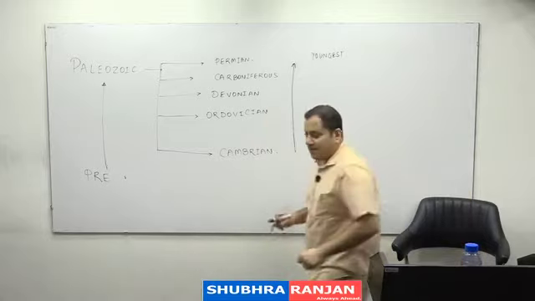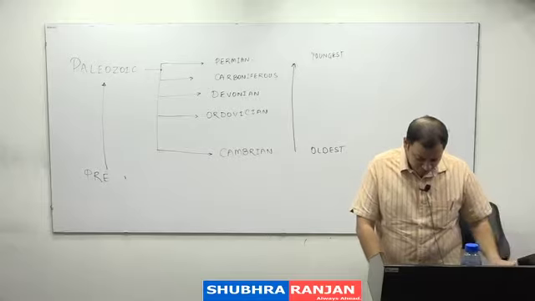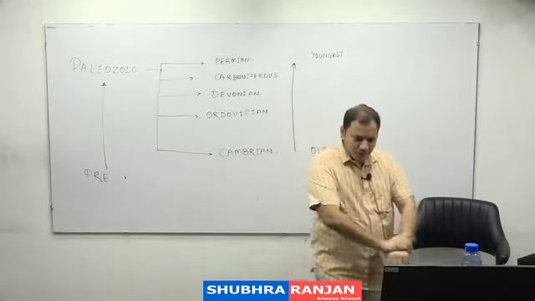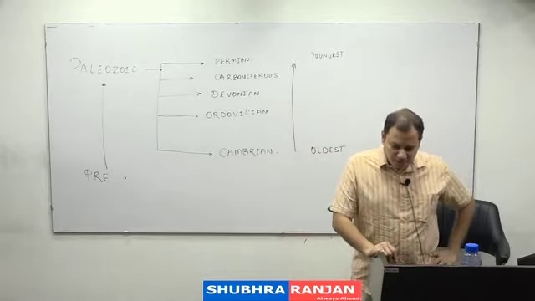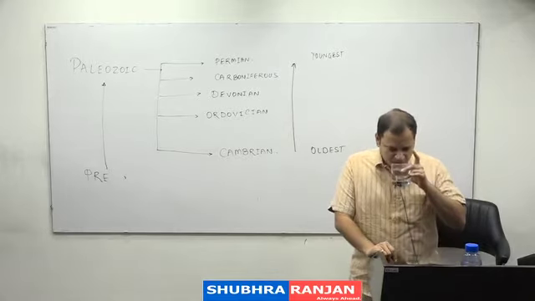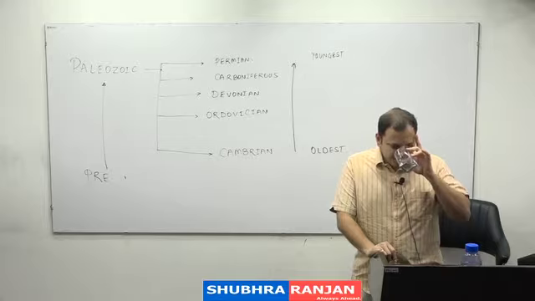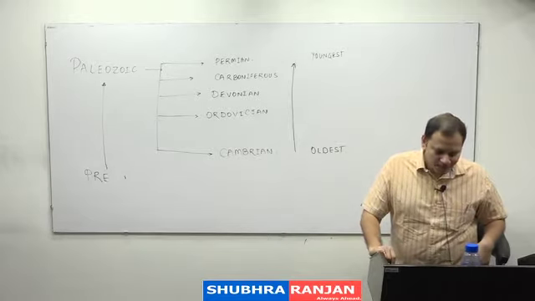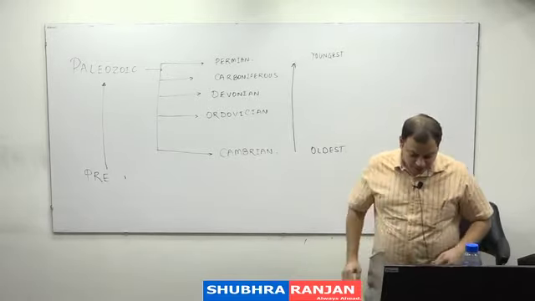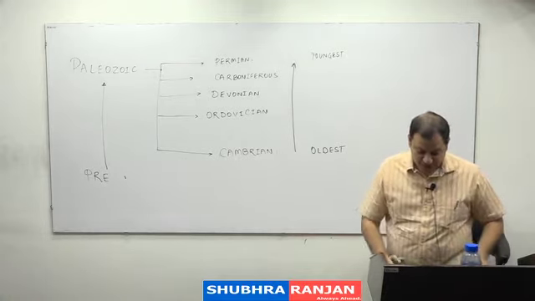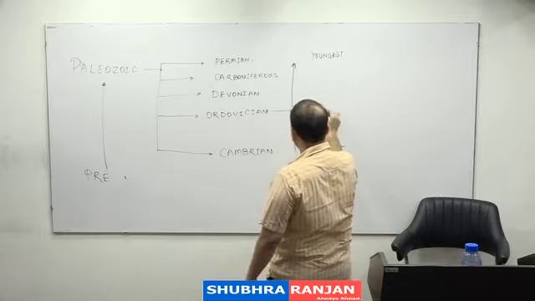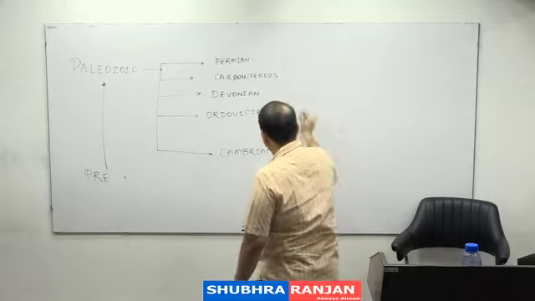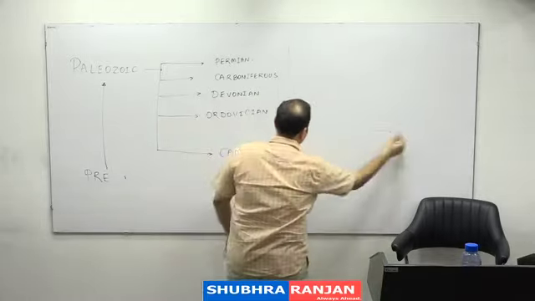So coming to the Cambrian era, you can note down, in the Cambrian era, there was no presence of life on the continents. But this was the era of marine invertebrates, or this was the period of marine invertebrates.